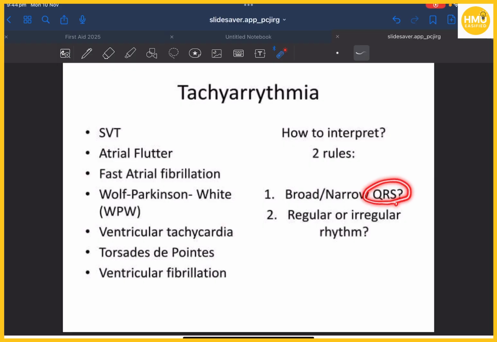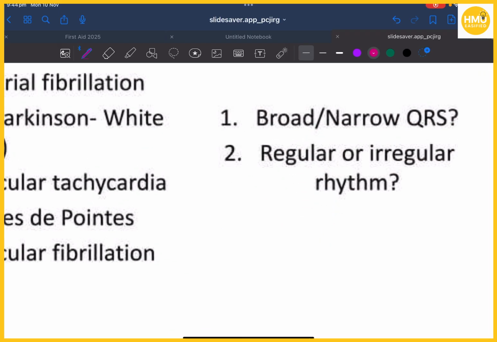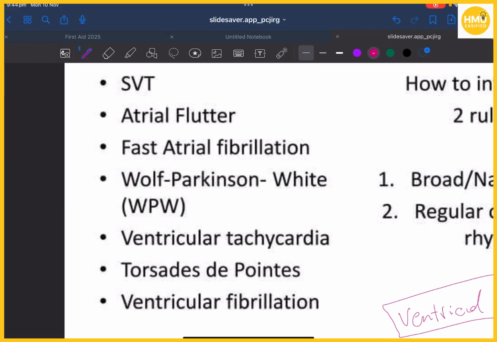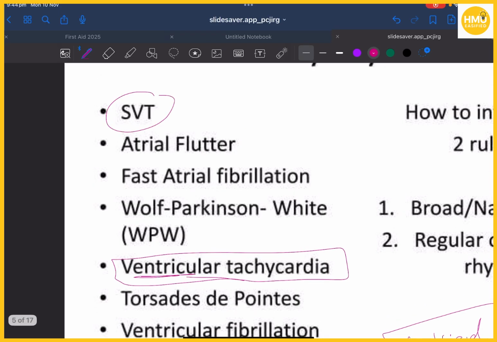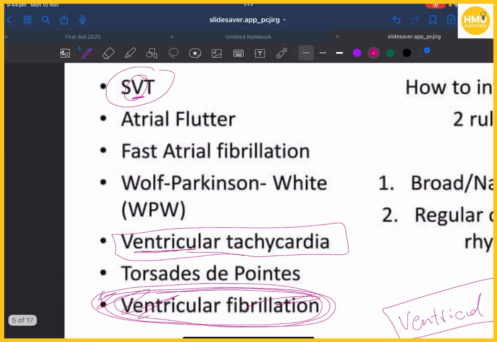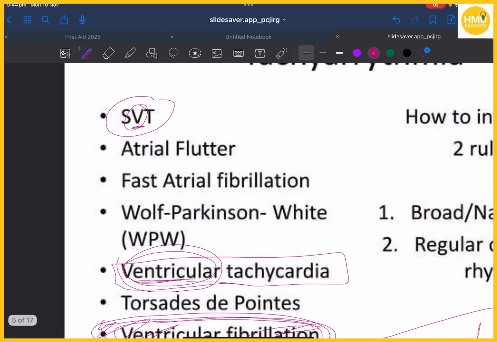You're gonna ask two questions. Is the QRS broad or narrow? And is it regular or irregular rhythm? I'm gonna give you some hints to actually never forget them. Now, if there's a word ventricles or ventricular, for example, VTAC, it has the word ventricles, right? SVT, supraventricular, so it has the word V, right? Ventricular fibrillation is different, because I'm gonna tell you why it's different at the end, but just any word has ventricle, there is a rule for it.